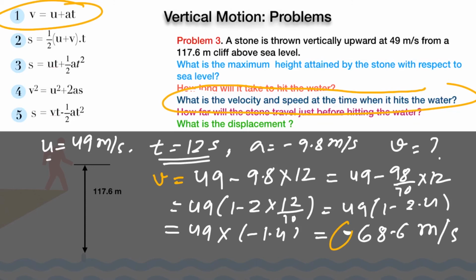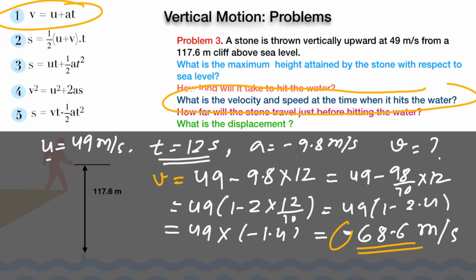And what is the speed at this time? Speed is a scalar quantity and it always has a positive value. So at that instant of time, the speed of the stone was 68.6 meter per second and the velocity was minus 68.6 meter per second. That is the only difference between velocity and speed.